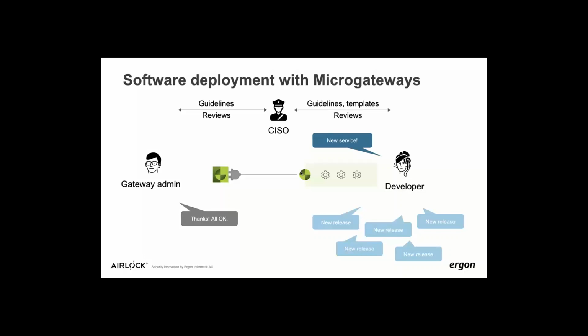And the CISO, of course, needs to be present in a more overseeing way. He needs to produce guidelines, but if he knows that company-wide there's this microgateway in use, he can actually build templates for the configuration and can say that's the way I expect the microgateway to protect the services. And if a developer has to add an exception or discuss things, then he can go to the CISO and get some exclusion from a certain policy if required.